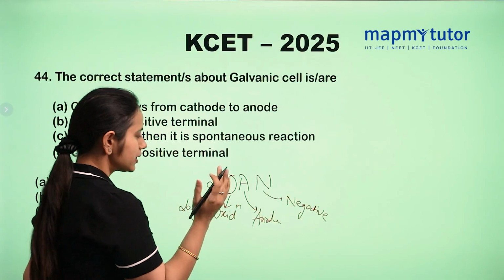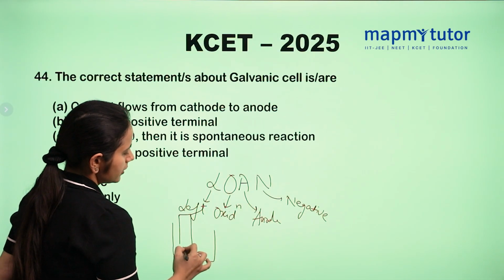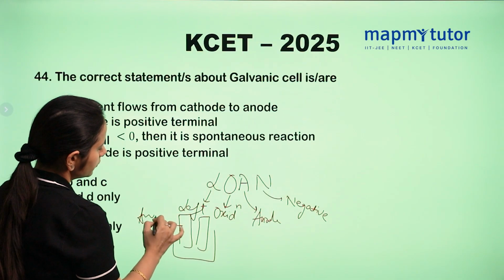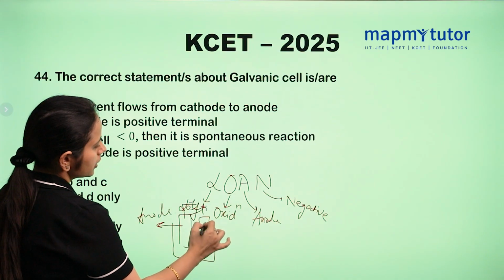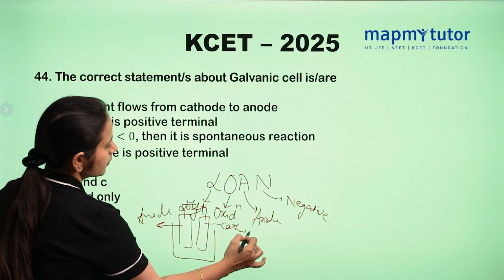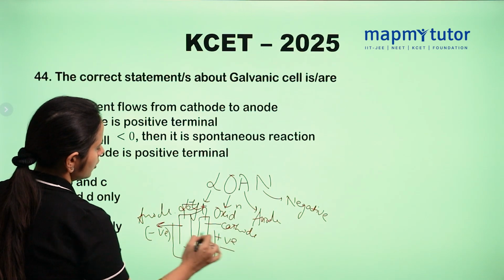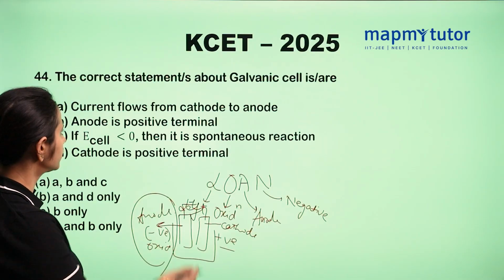What is lone? Means on the left side of a cell, this is left side, and this left side, this is anode. Here oxidation will happen. This is cathode. It is negative. This is positive. Okay. These terms you must know. Okay. Now solve the question.